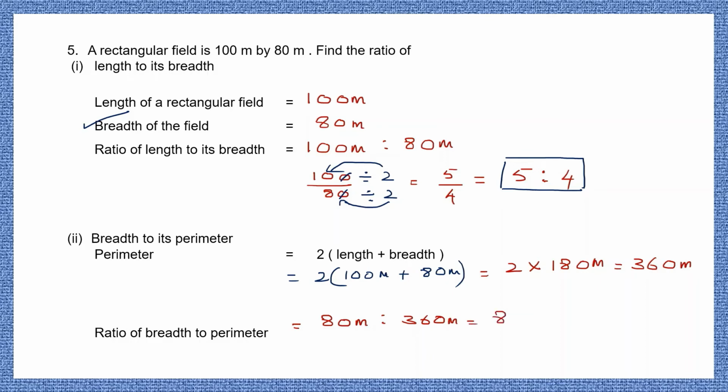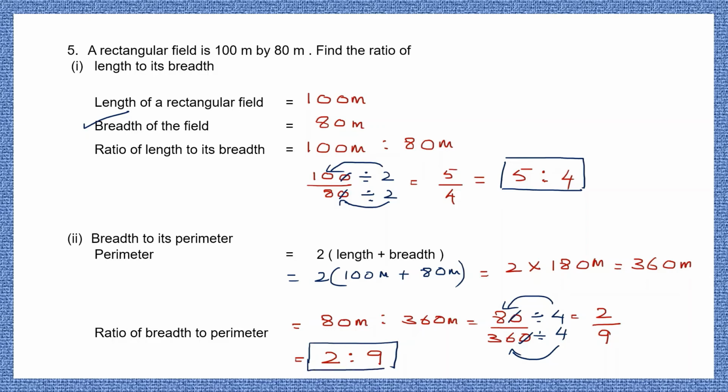So we write it in the fraction form, 80 by 360. Now I can cancel the zeros. Okay, now I can divide 8 and 36 by 4. So let me divide both by 4. 4 into what is 8? 4 twos are 8 and 4 into what is 36? 4 nines are 36. So I got 2 by 9, which cannot be reduced further. So the ratio of breadth to perimeter is 2 is to 9. So breadth is 2 parts and 9 is for perimeter.